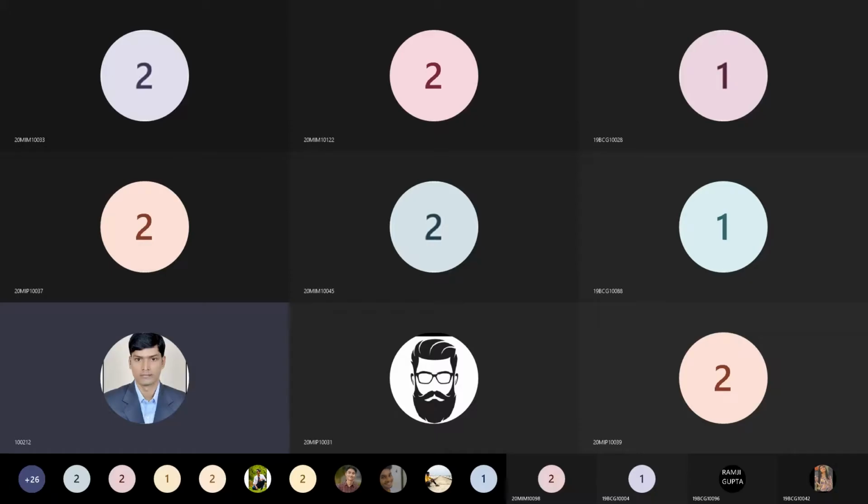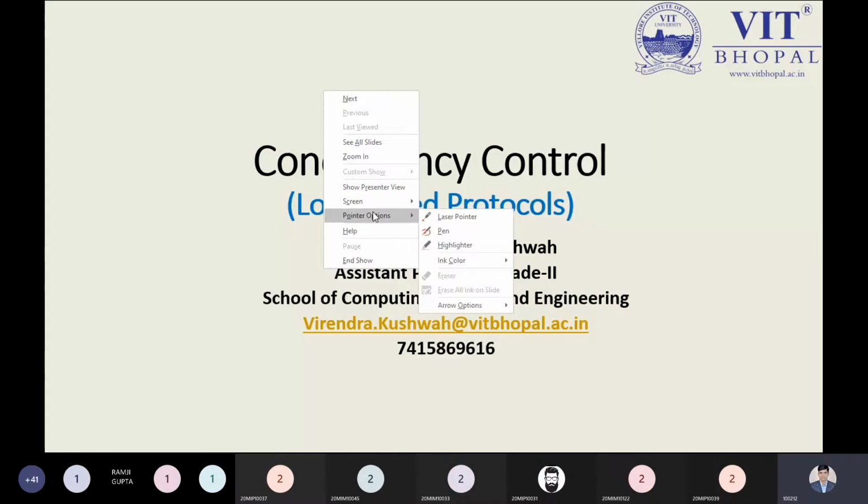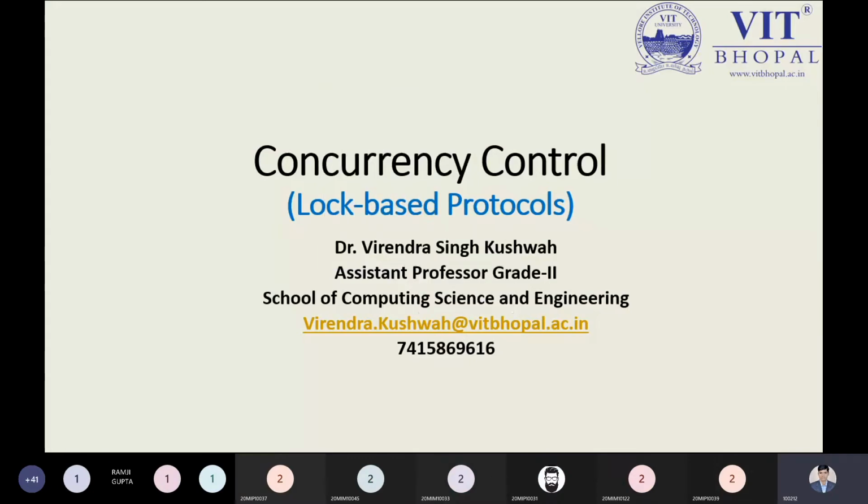Yes, students. So today we will see our topic, that is concurrency control. In concurrency control, we will see the log-based protocol. This is again an important point where we will discuss the concept properly with the help of some examples as well.